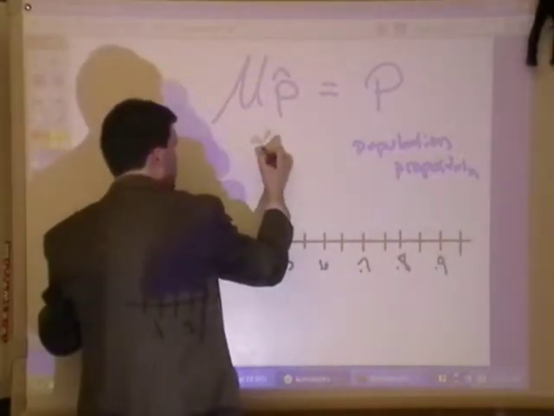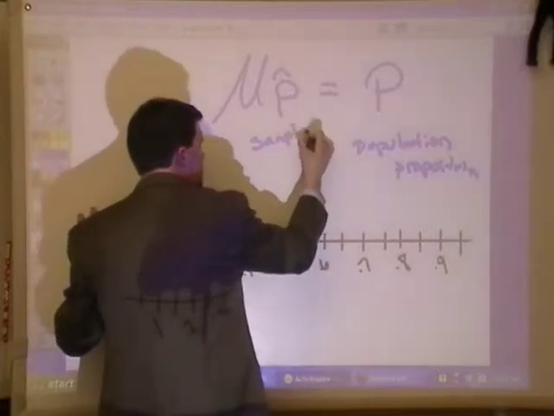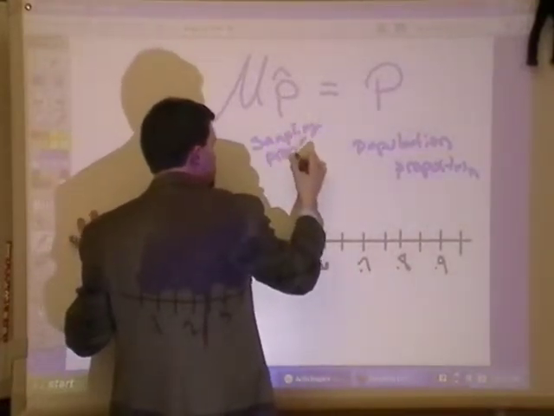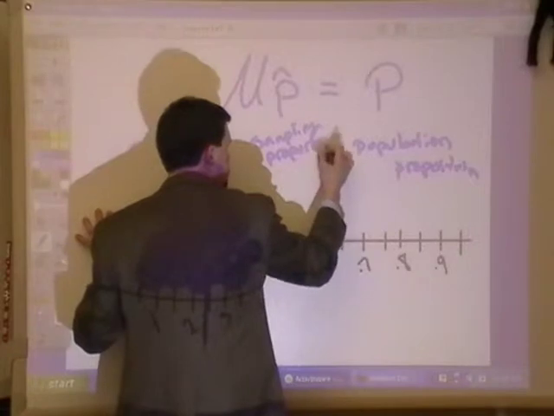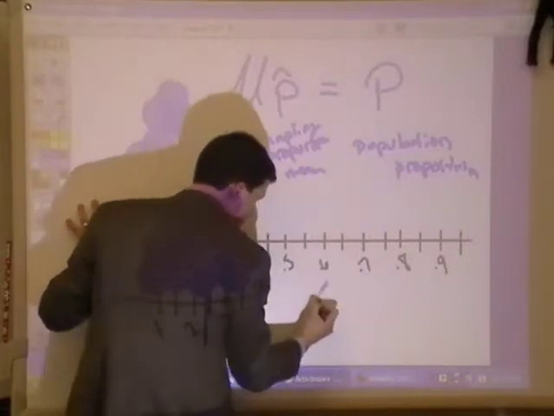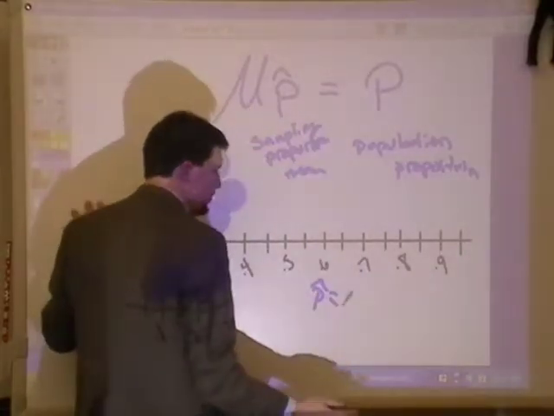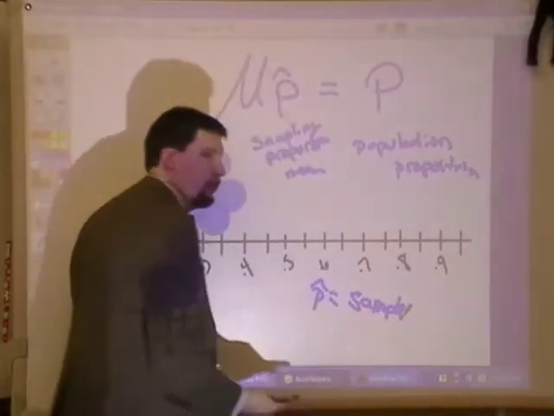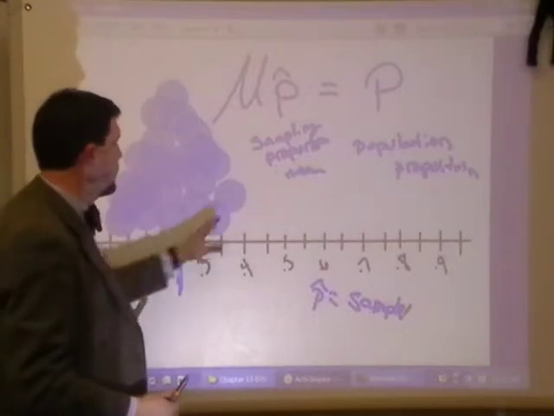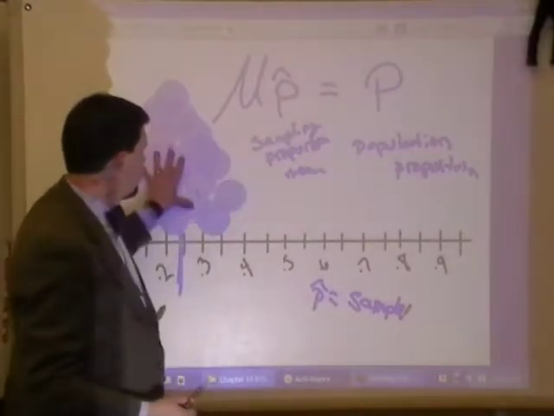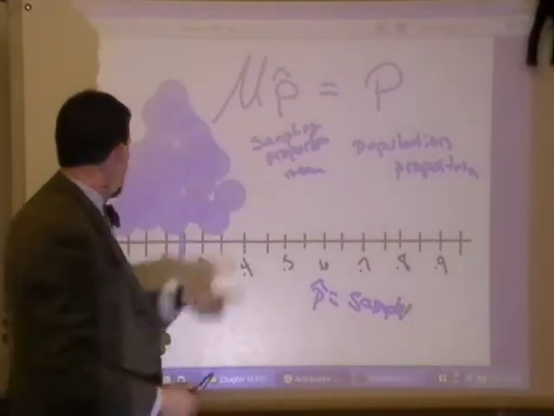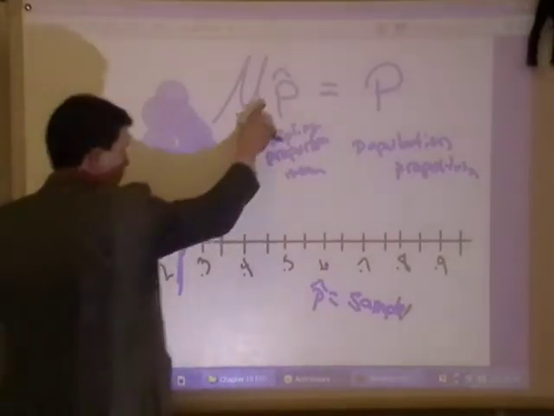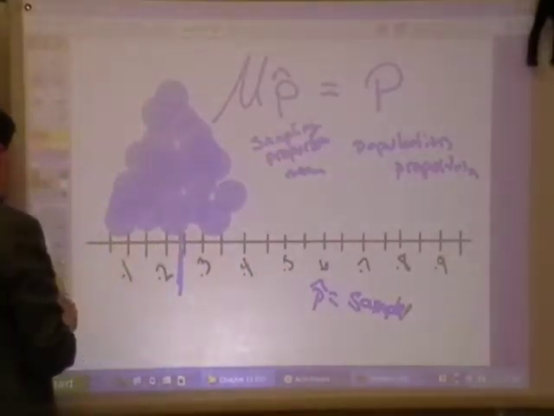This is the sampling proportion mean, and then we have p hat, which is the sample value itself. That's your sample proportion. Then we take all those and we create a distribution, and we have the mean of that, okay? So it turns out that this is going to be equal to the population mean.